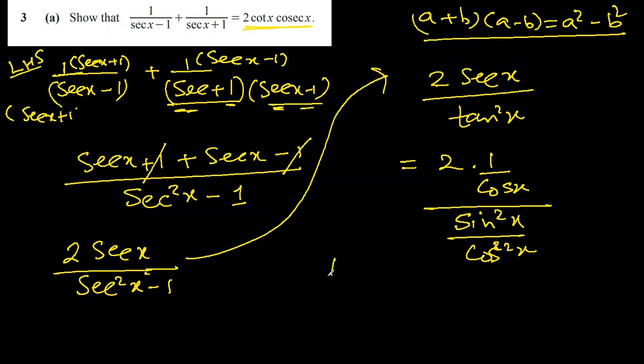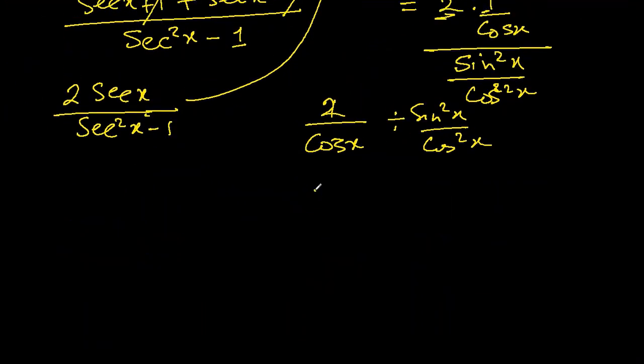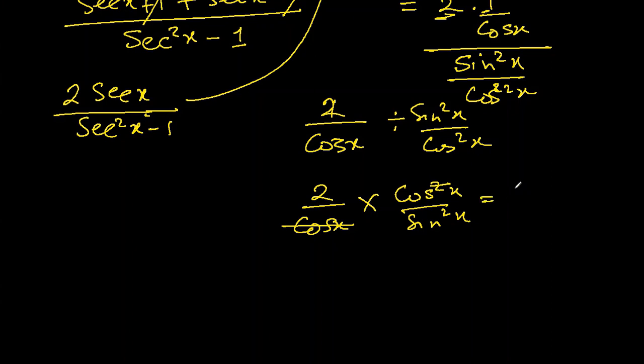So can we write this as 2 over cos x, right? 2 multiplied by 1 is 2 over cos x divided by sin square x over cos square x. So 2 over cos x multiplied by cos square x over sin square x. One of the cos x will cancel with this cos x, so we are left with 2 cos x over sin square x, and we are still not there yet.